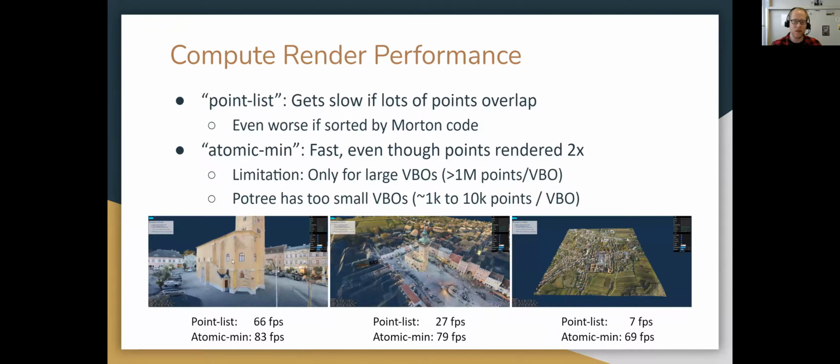This is the same point cloud with 140 million points. In a close-up view, Potree renders this at about 66 frames per second. With the compute-based approach, we already have a higher frame rate at 80 frames per second. And an interesting thing is when you zoom out very far, then Potree drops down to 7 frames per second, but the compute shader approach is still pretty fast with almost 70 frames per second.